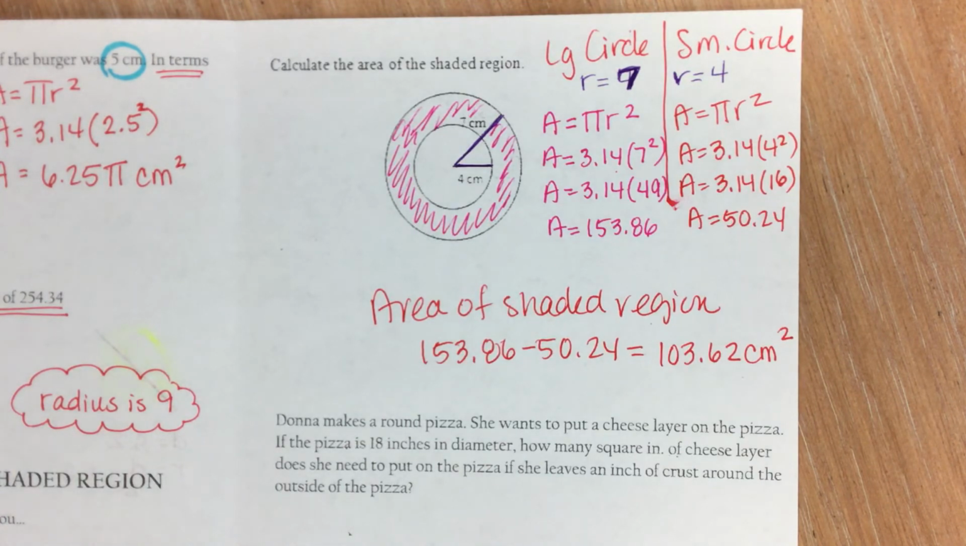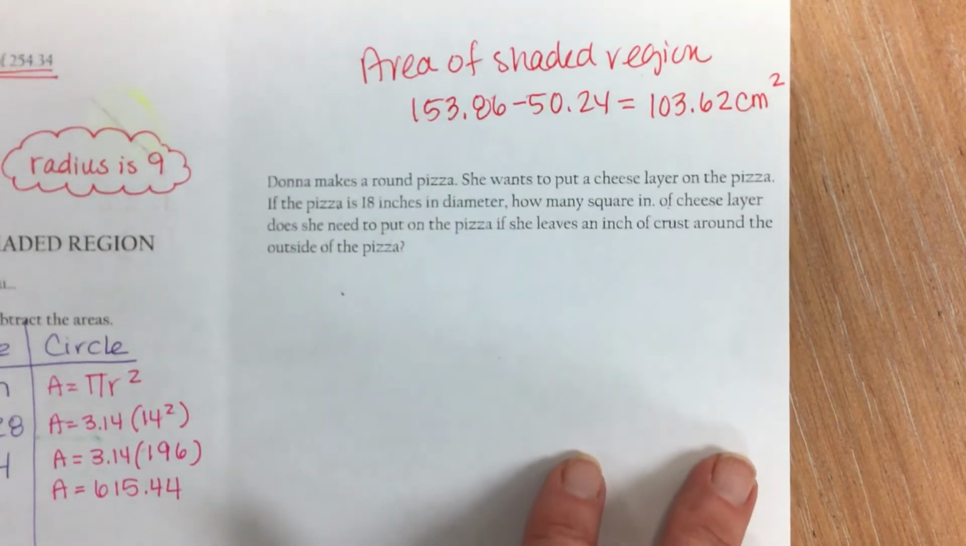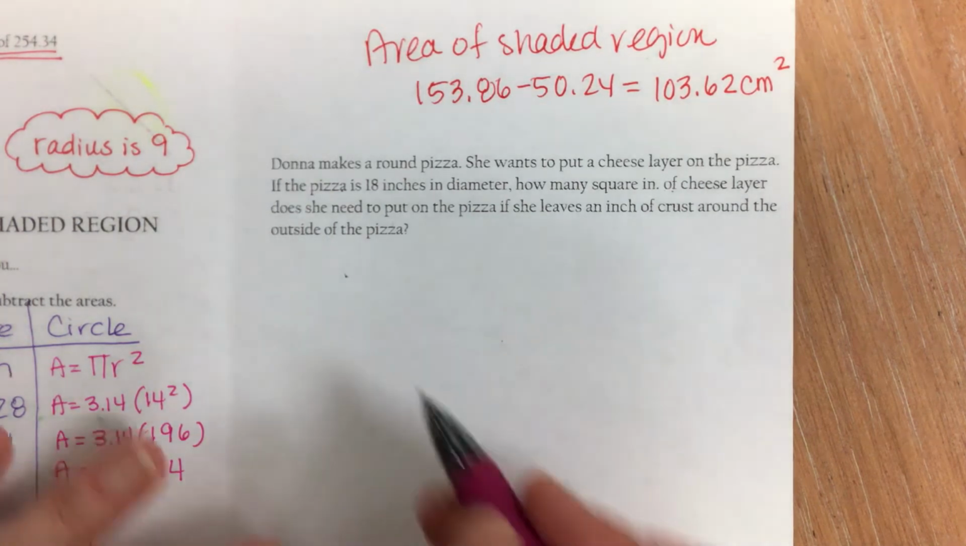All right, the next one is a word problem. Donna makes a round pizza. She wants to put a cheese layer on the pizza. If the pizza is 18 inches in diameter, how many square inches of cheese layer does she need to put on the pizza if she leaves an inch of crust around the outside of the pizza? Okay, so let's draw our pizza.